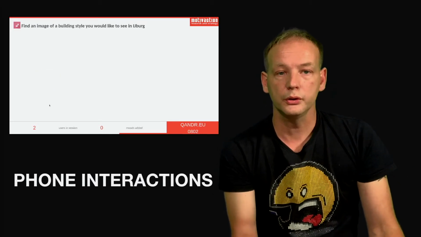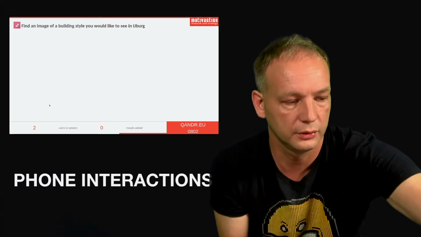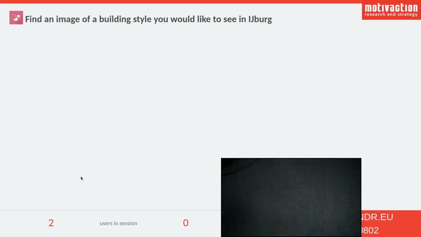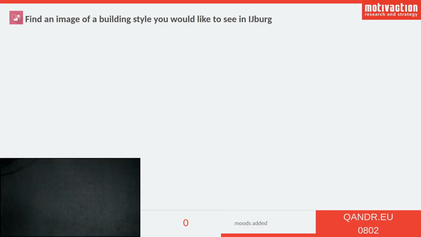This is the mood board. I'd like to show you again my hand. I'll put it here for a moment. So the mood board is quite an advanced model. So we are asking here, find an image of a building style that you would like to see in Eiburg. So it has a search, a camera and a text option. So let's now search just, and search means typing a word.